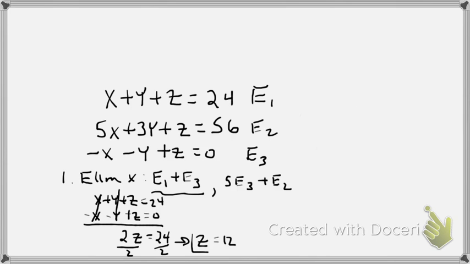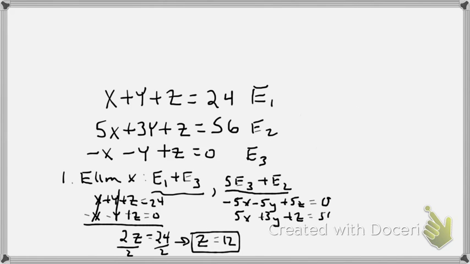I'm going to put that over here in a box so remember what I've achieved there. I got z equals 12. Let's set up this guy right now. If I do 5 times equation 3, would you agree I'm going to get negative 5x and a negative 5y, plus 5z equals, now if I multiply the 0 by 5, I still get 0 there. If I add that to equation 2, I'm going to have 5x plus 3y plus a z equals 56.